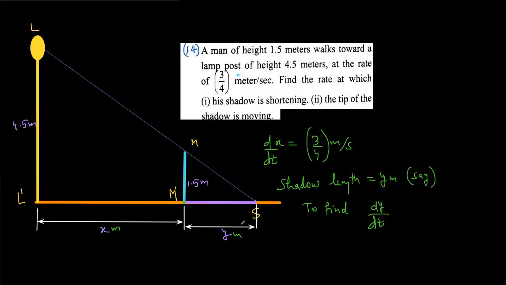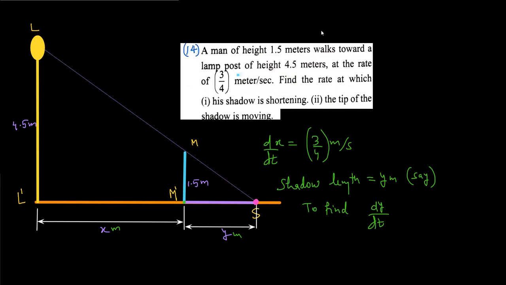And the another thing that I have to find is the rate at which the tip of the shadow is moving. See here, this is the tip of the shadow. Remember students, for the tip of the shadow moving, there are two rates of change that you will have to add. You will have to find d by dt of x plus y, because the cause of movement of the tip of the shadow is also the man walking.